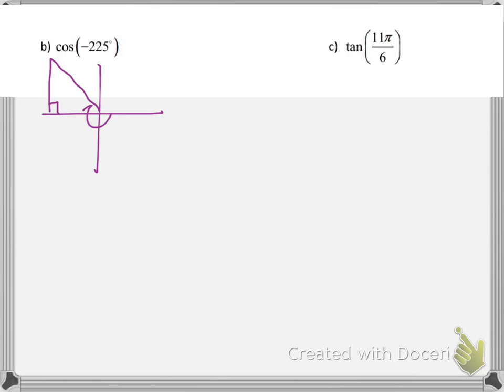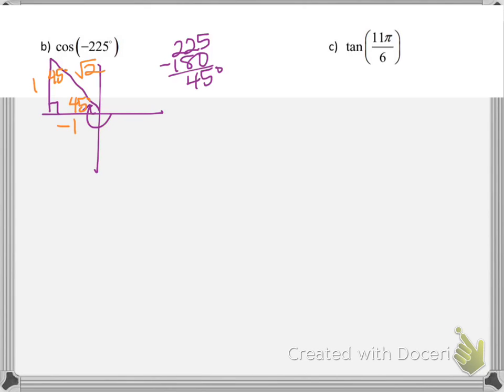So this right here is the negative 225, but we're really saying how far past 180 is it? So 225 minus 180 is 45 degrees. So we're working with a 45, 45, 90 triangle. And the side ratios for that are 1, 1, root 2. But because of the placement of the triangle, this is going to be negative 1, positive 1, root 2.